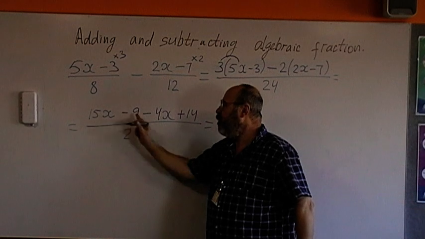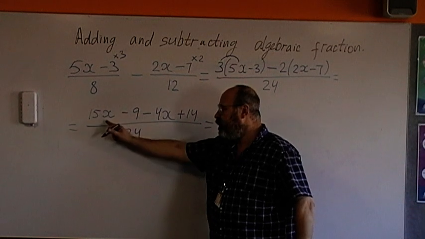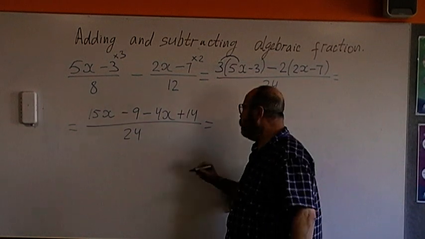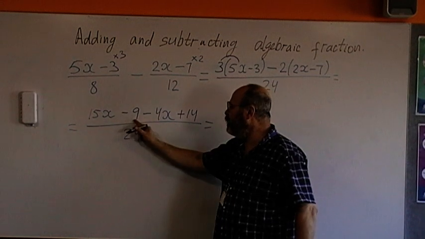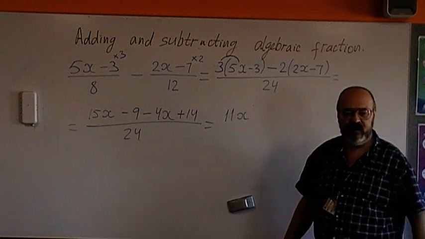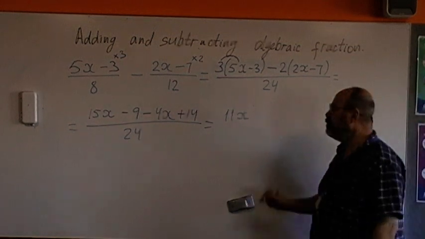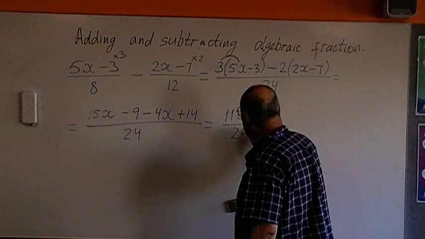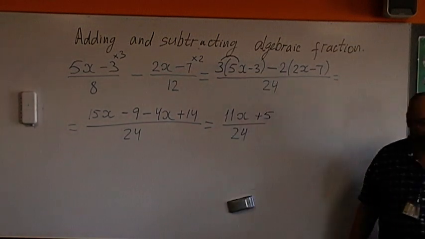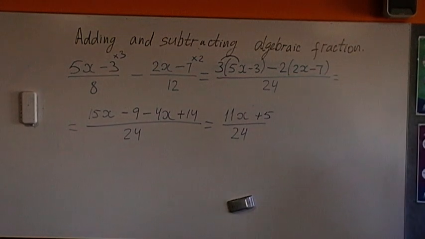Equal 15x minus 4x is 11x, because we have 15x and negative 4x. And we have negative 9 plus 14, which is 5. So plus 5 over 24. And it cannot be simplified. Make sense?